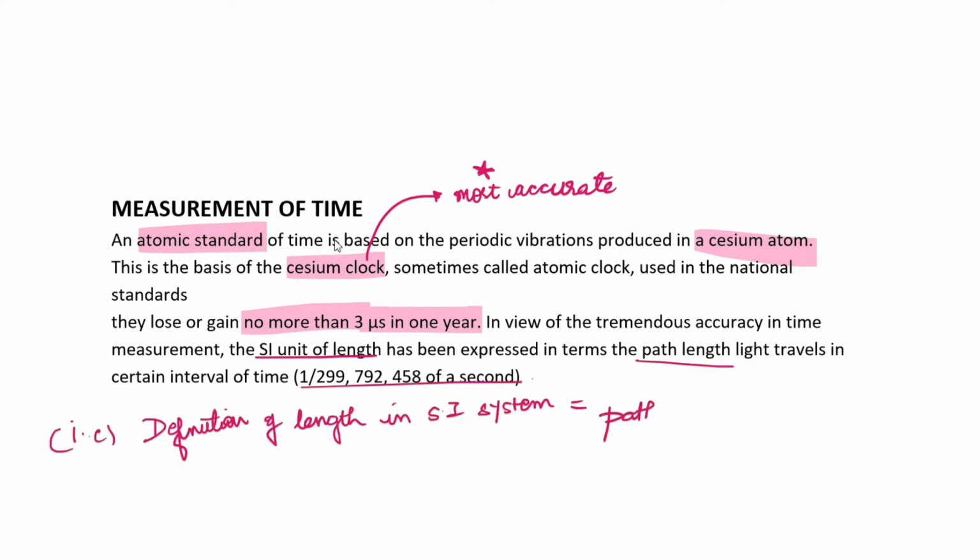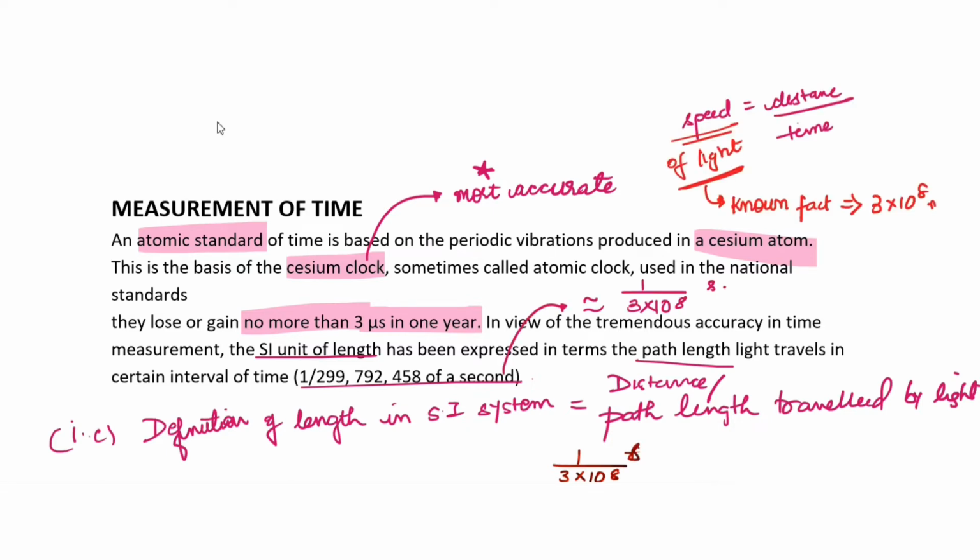This is because of the tremendous accuracy in time measurement. We even define the SI unit of length based on this time. That is, we define length in SI system as the distance or path length travelled by the light in 1 by 3 into 10 power 8 seconds. So this 1 by 299,792,458 of a second is nothing but 1 by 3 into 10 power 8 seconds, approximately.